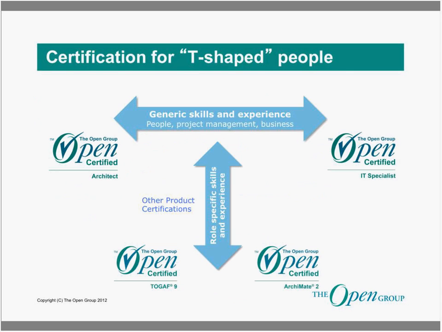We often talk about skills and experience programs in certification for T-shaped people. What we mean by that is that a lot of product certifications look at very specific roles and skills. Programs like OpenCA and OpenCITS demonstrate not only your specific skills, but also generic skills, a broad range of skills in things like people, project management, and business skills. So that's what we mean by the T-shaped people approach.